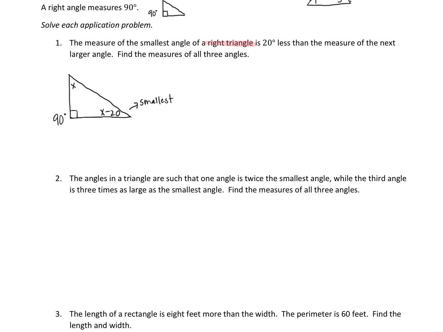Okay, so find the measure of all three angles. So we can add all three of these up and set it equal to 180. So x plus x minus 20 plus 90 is equal to 180. I can combine like terms here and here. So we'll have x plus x is 2x. Negative 20 plus 90 is plus 70. And that's equal to 180.